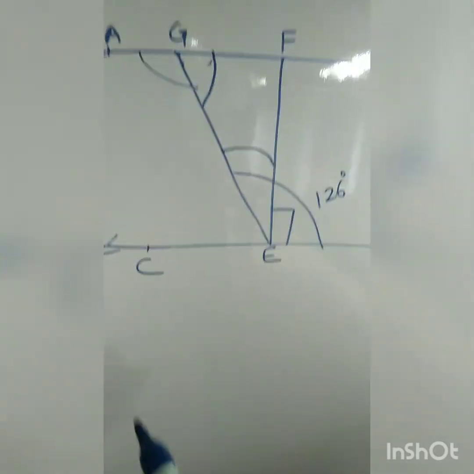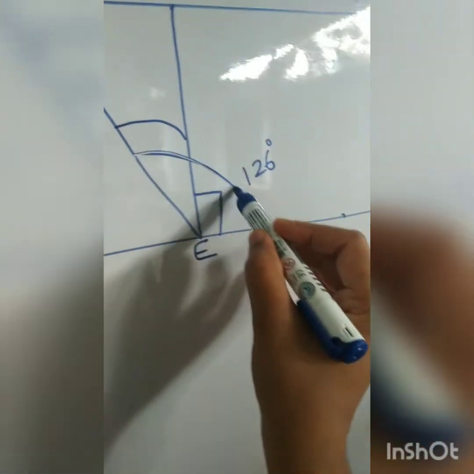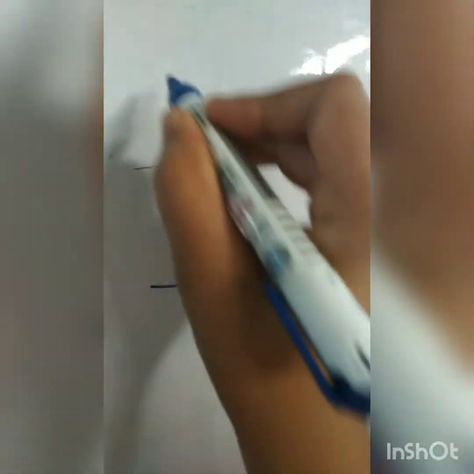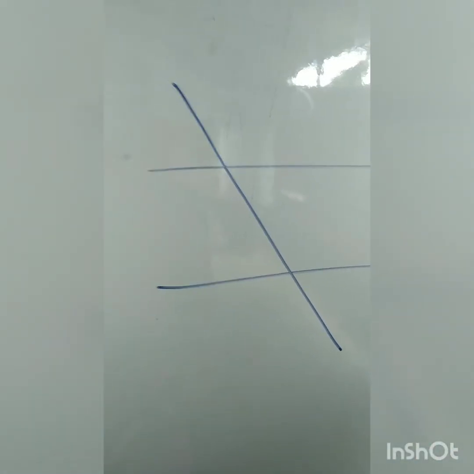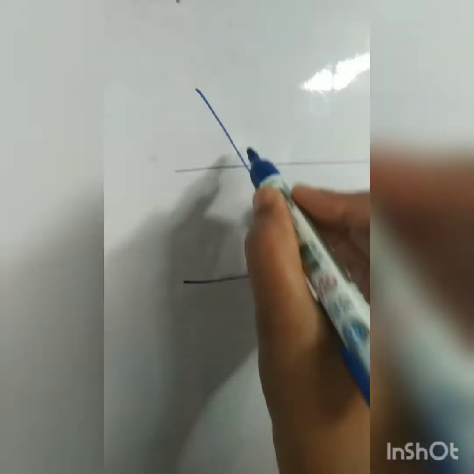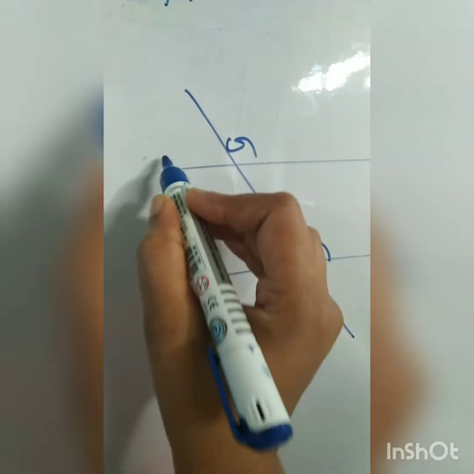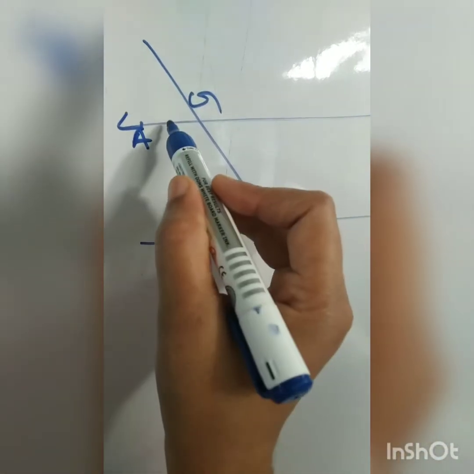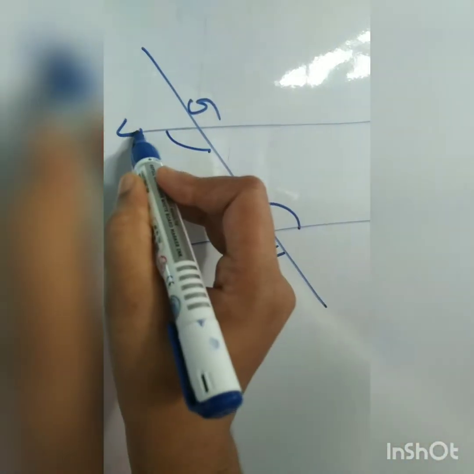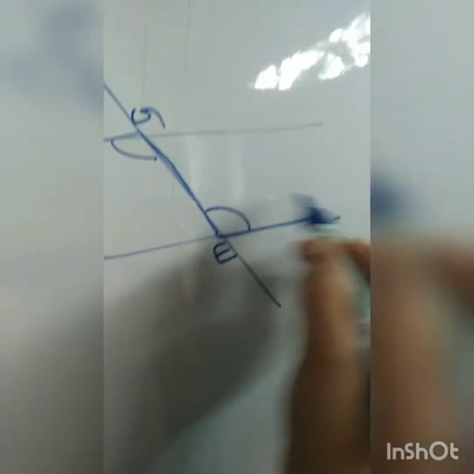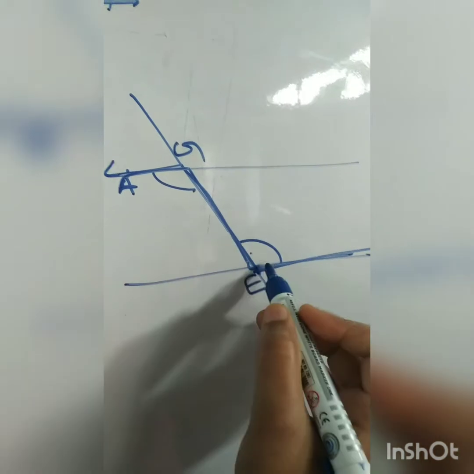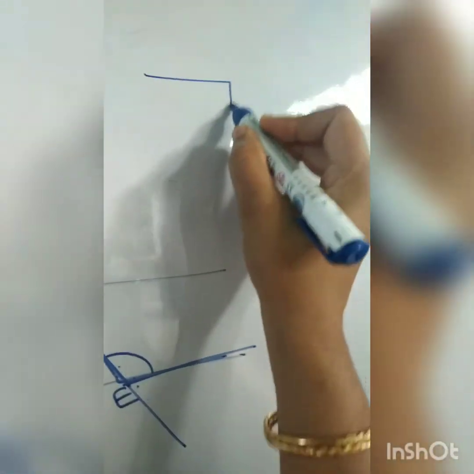Okay, so first see these two angles. See, parallel lines are there and GE is the transversal. Parallel lines, GE is the transversal. Okay, and this is G, this is E, this is A. We have to find this angle first. Then these two angles are alternate interior angles, like this.